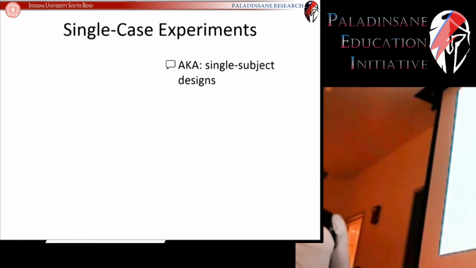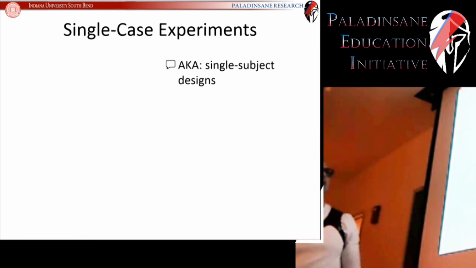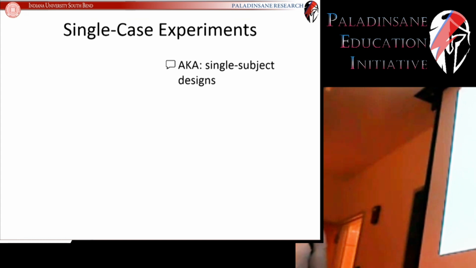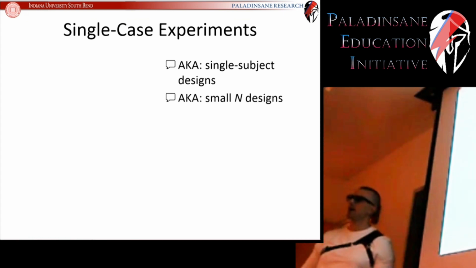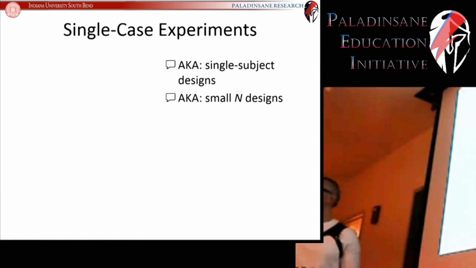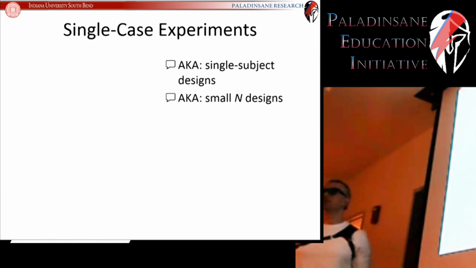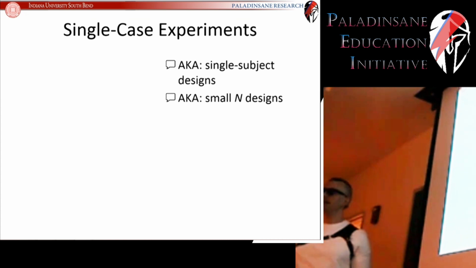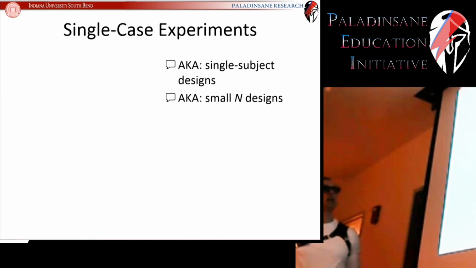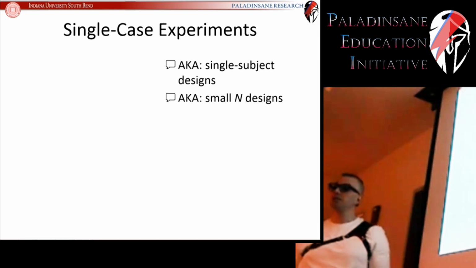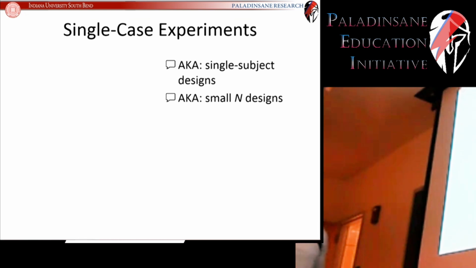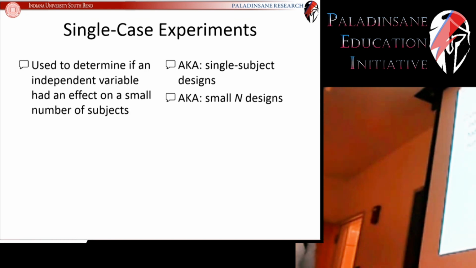All right, so single case experiments, these are also known as single subject designs. And they're also known as small n designs. So n is typically set aside to stand in for the number of subjects that you have in an experiment. So if you're doing an experiment and n equals 20, that means you have 20 subjects. Well, sometimes you don't have a lot of subjects. Sometimes you might have only 3 subjects or only 2 subjects. Or in the case of a single subject design, you might have only 1 subject.